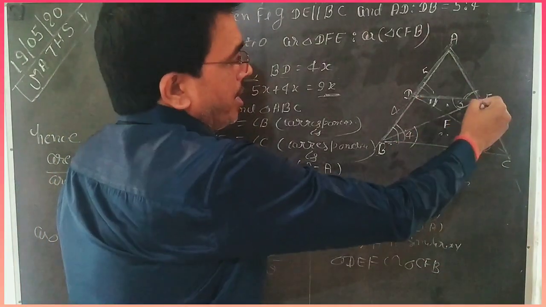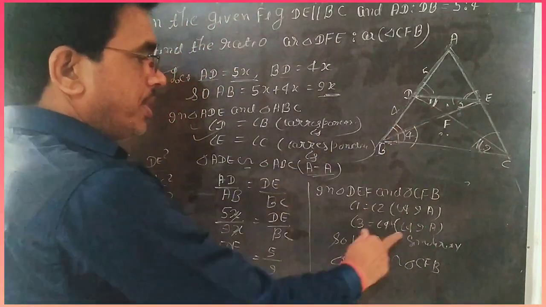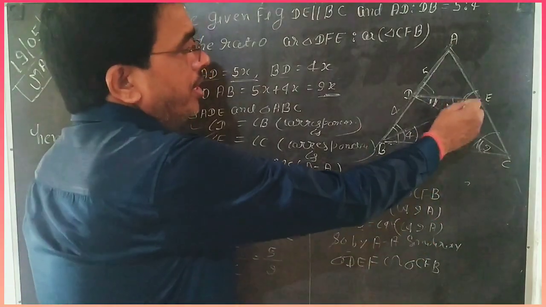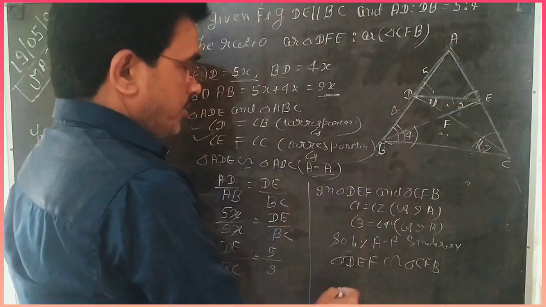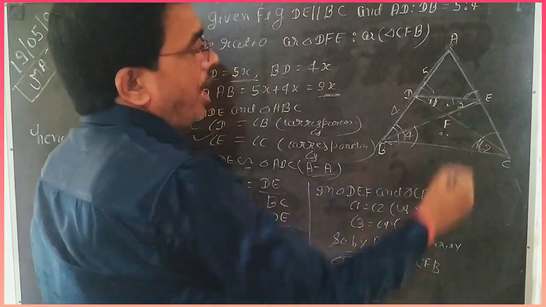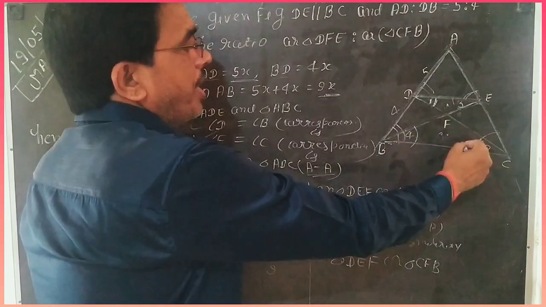DE is parallel to BC and EB is the transversal. So angle 3 is equal to angle 4. This is also an alternate interior angle. So by the AA property, two angles are equal. So both triangle DFE and triangle CFB are similar.